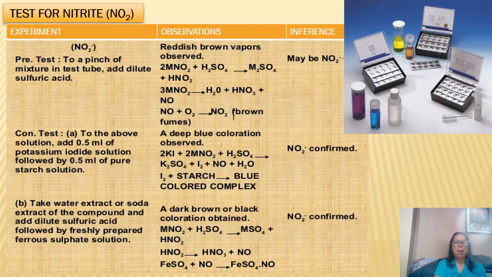And then another way is to get another new water extract or soda extract of the compound. And if you add sulfuric acid followed by freshly prepared ferrous sulfate, and a dark brown or black coloration is obtained, then you could say that nitrate again is present, just like in that sample.